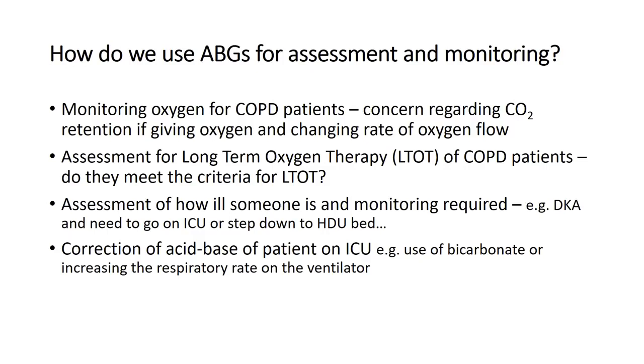We talked about assessing how ill someone is, particularly the monitoring required. Someone who's had a DKA, do they need to go on ICU, or is the anion gap okay, and maybe they're okay in an HDU setting. And if someone's been on an ICU bed, if the arterial blood gases are improving, you may want to consider stepping down the patient to an HDU bed. Again, we talked about the use of ABGs on ICU to help correct acid-base balance. You might use a bicarbonate, or you might do something with a ventilator to reduce or increase the respiratory rate, depending on what the pH is.